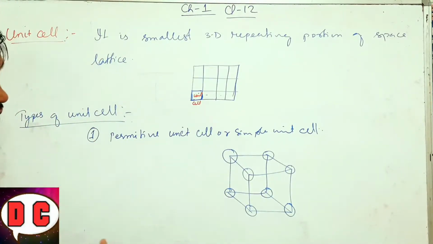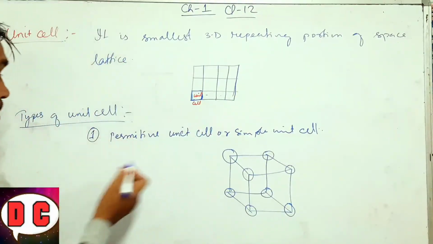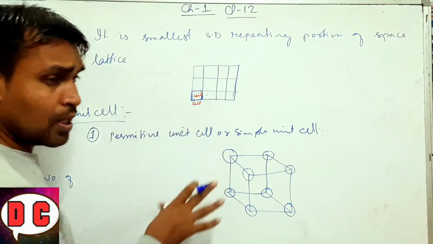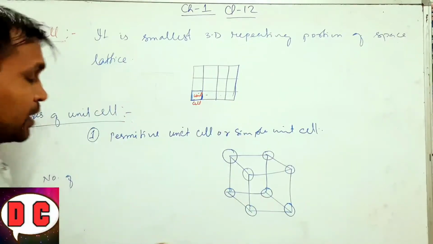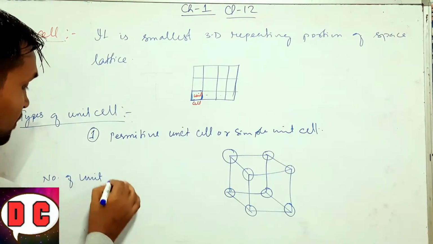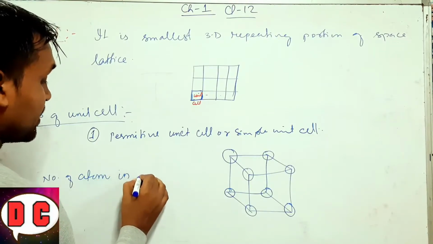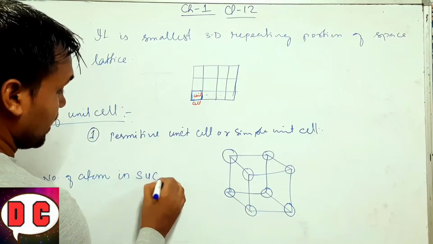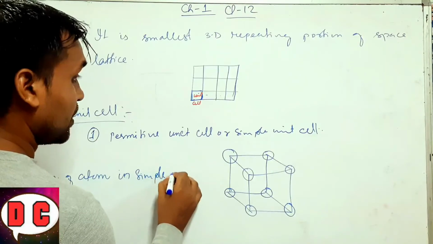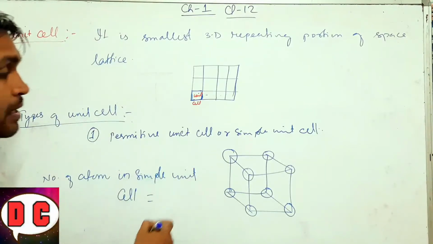Now if I want to calculate the number of atoms in one primitive unit cell, then we write here number of atoms. Very important part, it generally comes as a choose-the-correct question in your board examinations. So listen very carefully and try to understand. So the number of atoms in a primitive or simple unit cell, how much will it be?